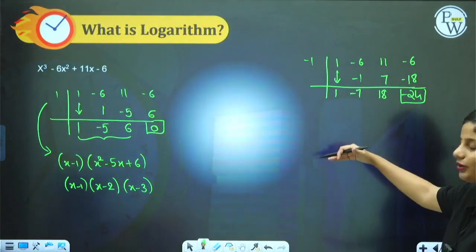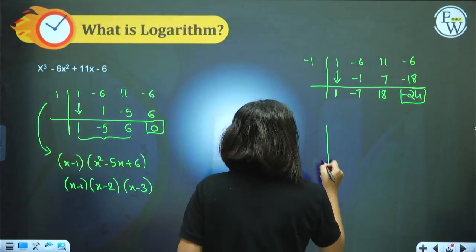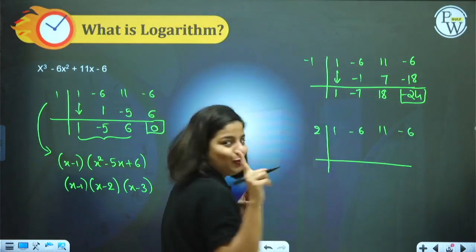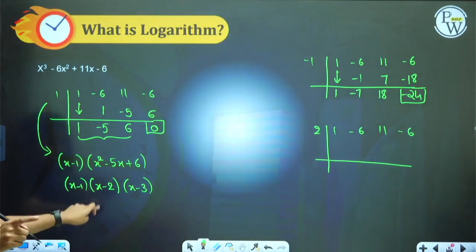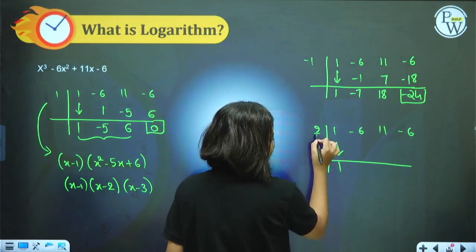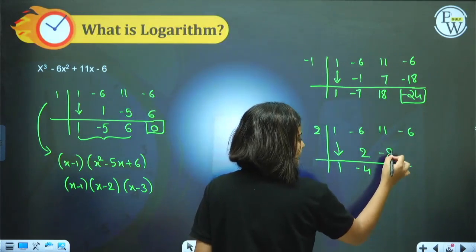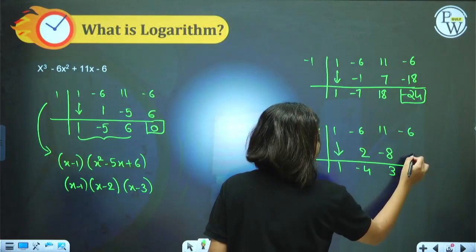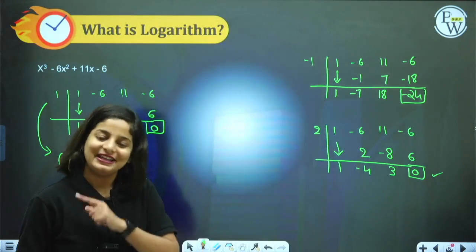In that case, you can try another number. If you try with 2, you will get 0. If you try the same question with 2: 1, minus 6, 11, minus 6. Why will 2 give me the answer? Because I can see 2 is a factor. From here, 1 is a root, 2 is a root, 3 is a root. So this 1 is carried down, 2 1s are 2, minus 6 plus 2 minus 4, cross 2 minus 4 minus 8, 11 minus 8, 3, 2 into 3, 6, 6 minus 6, 0. Bingo! We get the right hit.